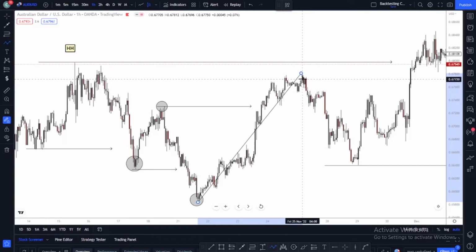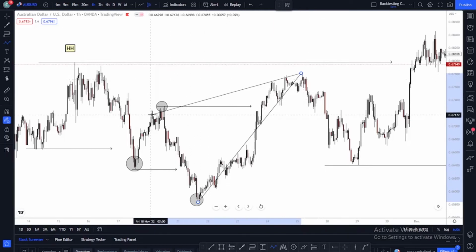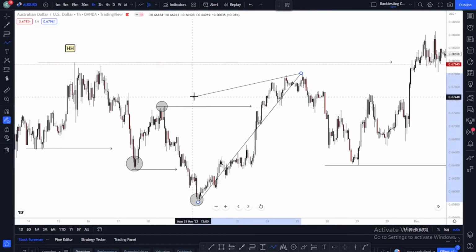Already on the H4 we are in an uptrend. On the 1H we are now in an uptrend. How do I know we are in an uptrend? Because price has broken our lower high. You get me? So now the H1 is in confluence with the H4. They are all bullish at the moment.